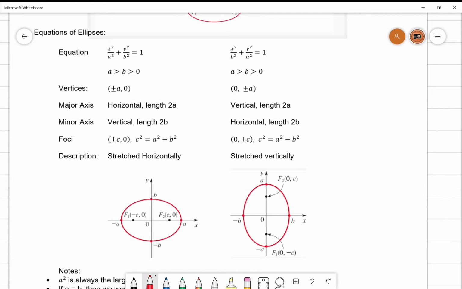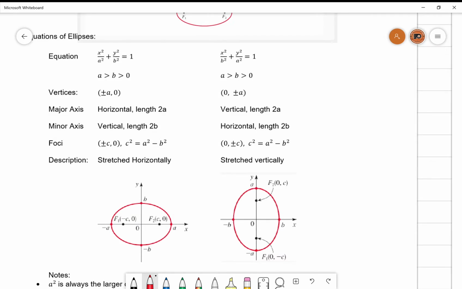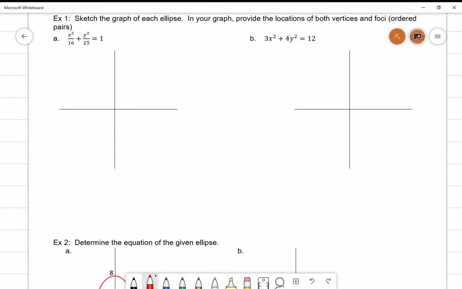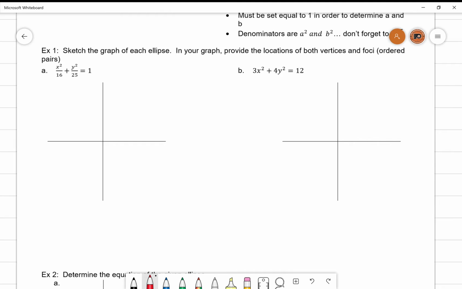So I'm going to jump right into graphing. We've got a couple examples for graphs, letter A and letter B. I'm going to do letter B. Letter A is set up for you. There's nothing to do. We'll come back to it if need be.